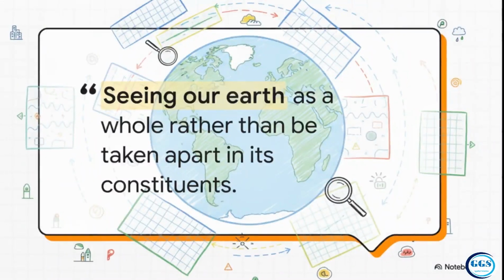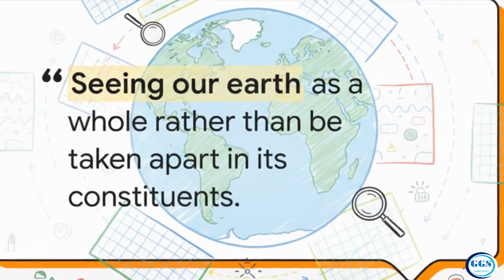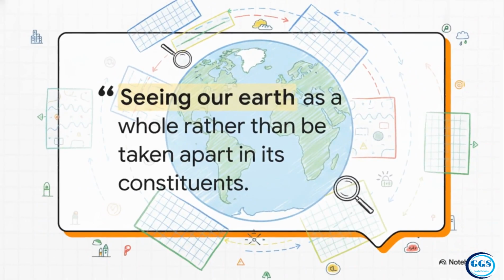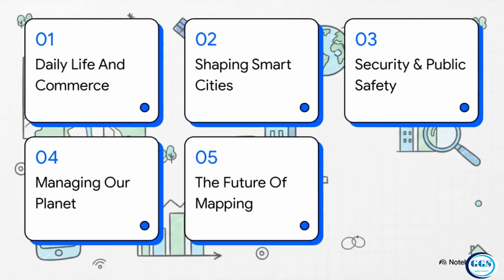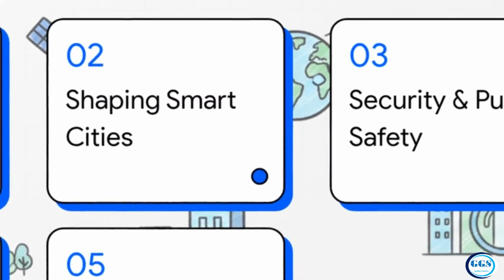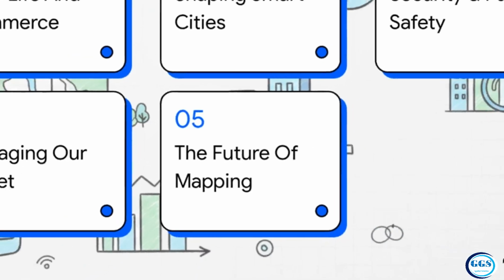To really wrap your head around the sheer scale of GIS, think of it like a macroscope. So instead of looking at tiny individual pieces like you would with a microscope, GIS acts as a macroscope, seeing our Earth as a whole rather than taking it apart into its constituents. It's basically the ultimate tool for solving complex, planetary-level problems because it overlays seemingly unrelated data to find those hidden connections. Here's our roadmap for this explainer. We're going to start with daily life and commerce, move into shaping smart cities, explore security and public safety, zoom out to managing our planet, and finally, look at the future of mapping.